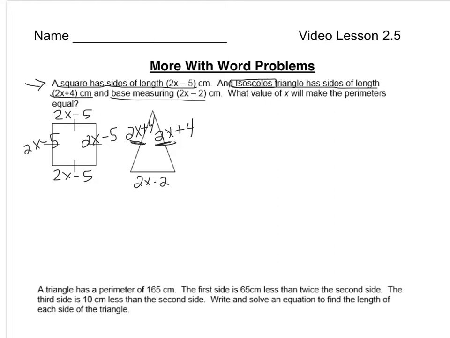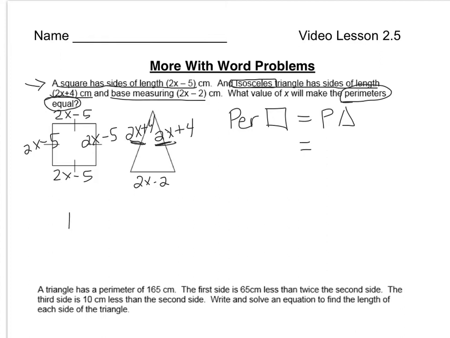So what else do they tell us about these two shapes? Well, they tell us that the perimeters of the two shapes are equal. So basically that means that the perimeter of the square is equal to the perimeter of the triangle. So now we have enough information to write our equation, keeping in mind that the perimeter of any shape is the sum of all its sides.